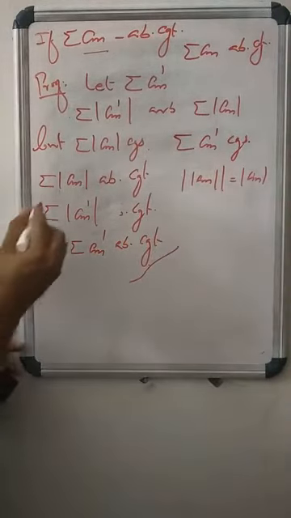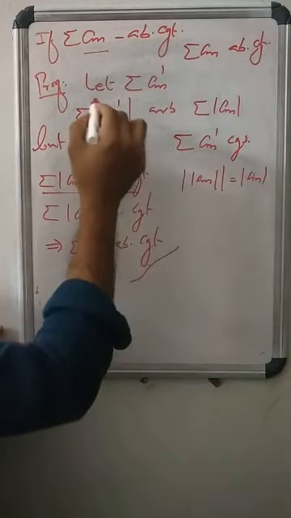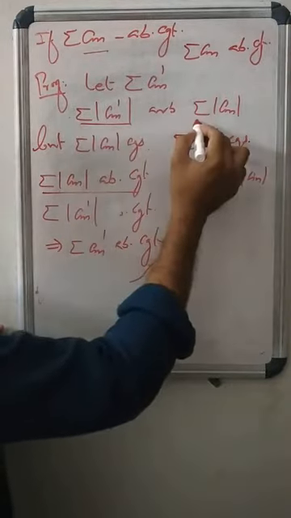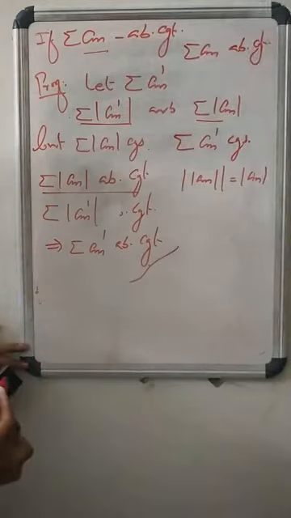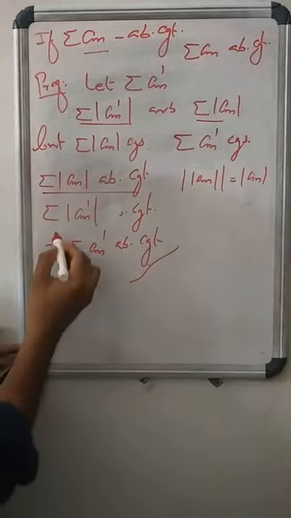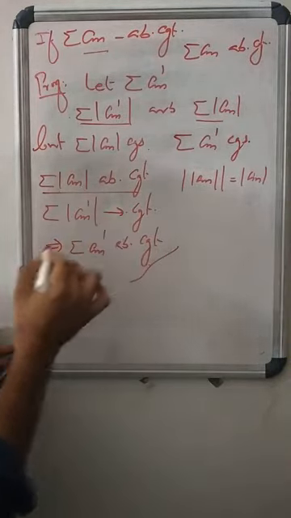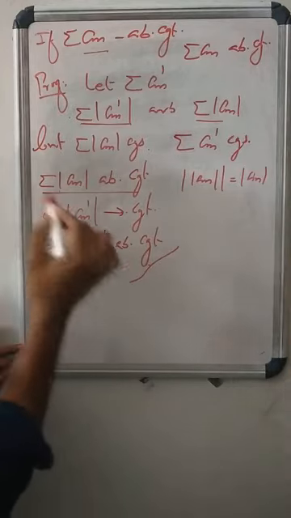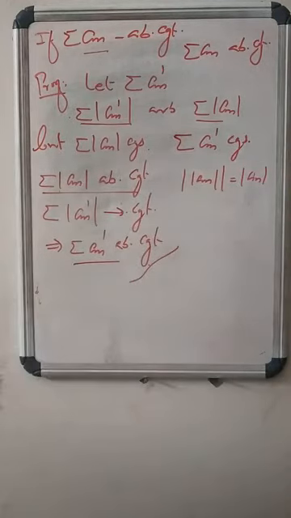So sigma an is absolutely convergent and sigma an dash is an arbitrary rearrangement of sigma an. Then again by rearrangement theorem, sigma mod an dash converges. Sigma mod an dash converges means sigma an dash is absolutely convergent. Get it? Okay.